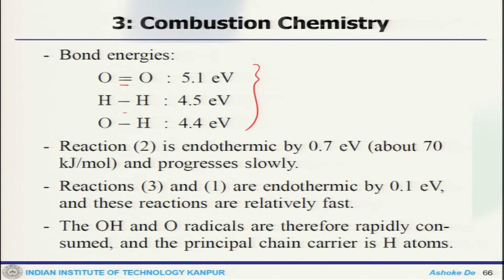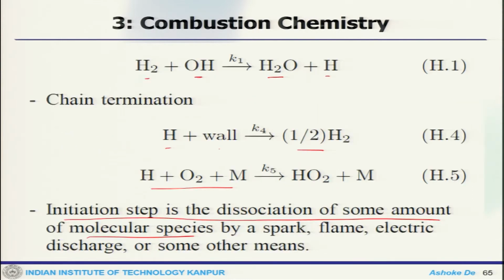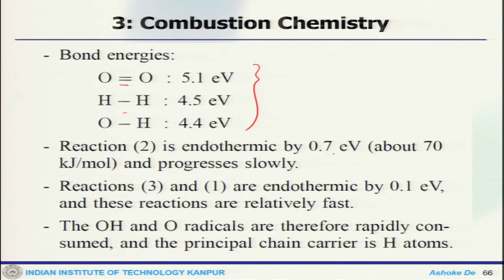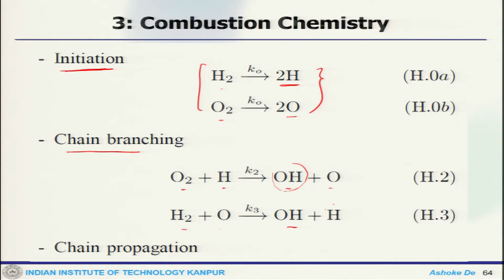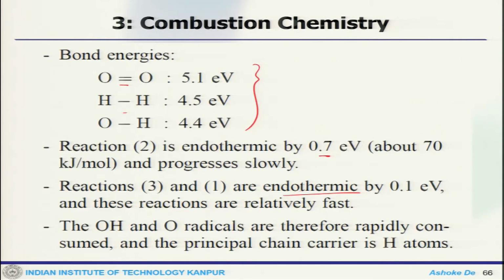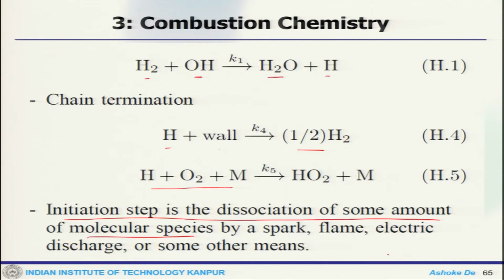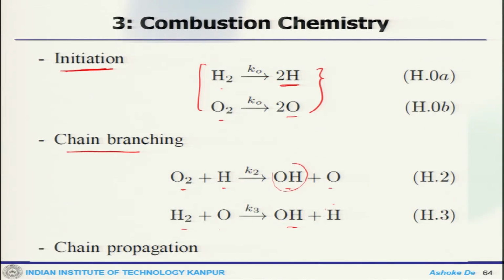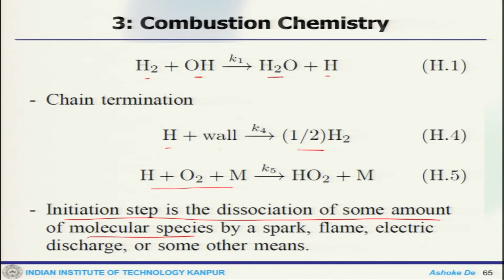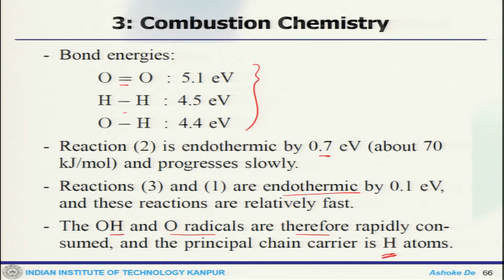Now, reaction 2 which we are talking about here is endothermic by some amount. Reactions 3 and 1 are endothermic by some amount, and these reactions are relatively fast. So you can estimate from these bond energies and calculations which reaction is quite fast and which is slow. Therefore, these OH and O radicals are rapidly consumed, and the principal chain carrier remains the H atom. This tells you which of these radicals will be more reactive and will stay there.